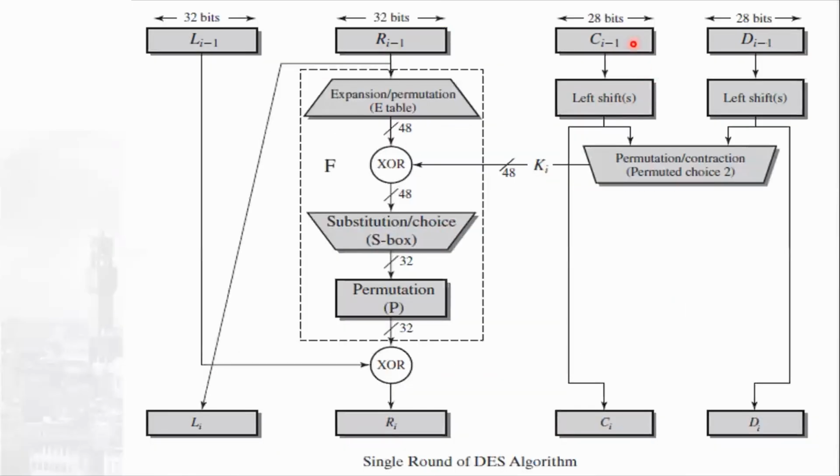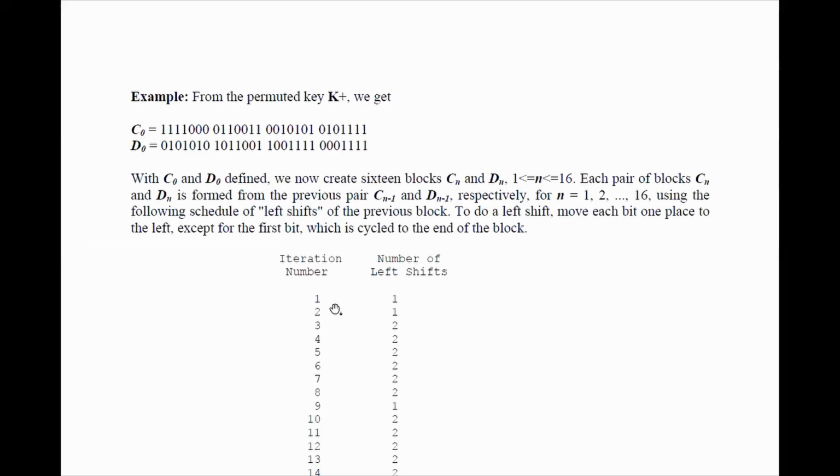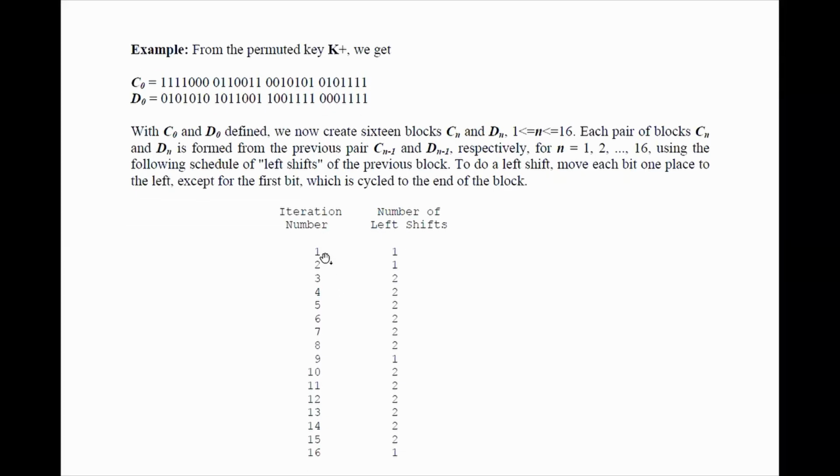That once you have divided it into two halves, you have to apply the circular left shift logic to both the parts. And how many bits do you have to shift as per the round? Let's say you are creating a key for the first round. In the first round, C0 and D0 will be shifted left by one position. These are the number of shifts per round.